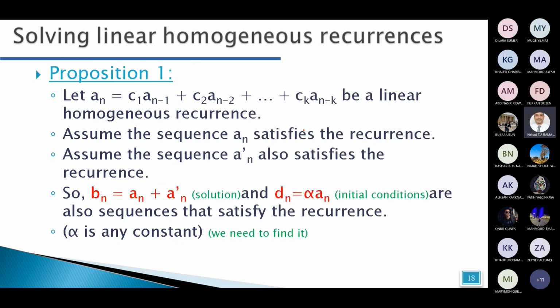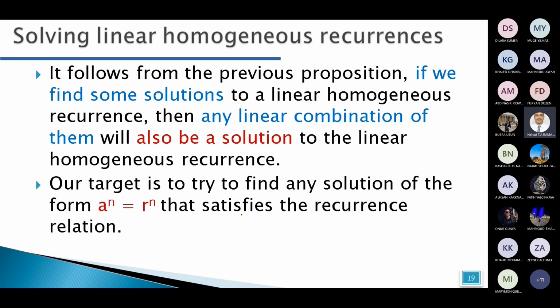Okay, so I already mentioned this. I don't want to repeat it again, but shortly, when we have a recurrence relation and this recurrence relation has more than one solution, the solution for this recurrence relation will be the summation of these two solutions. And the initial conditions can be obtained from this one, constant multiplied by a_n. We will take it with examples.